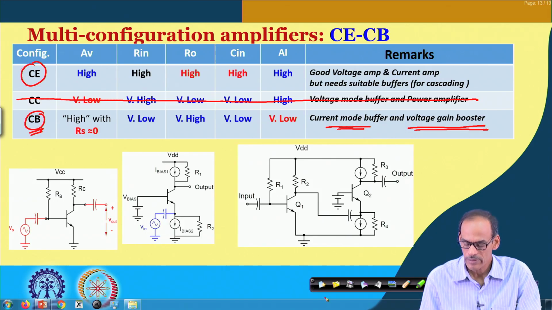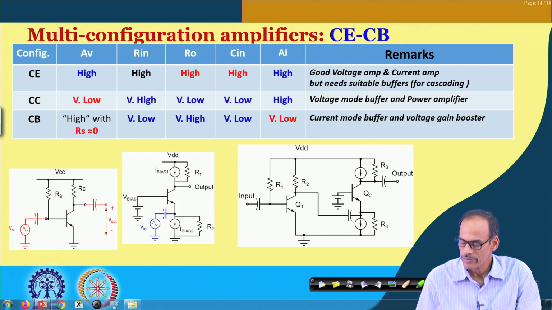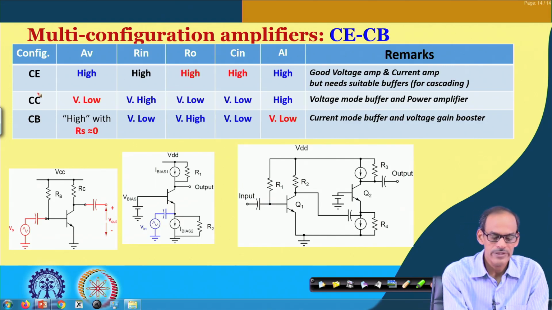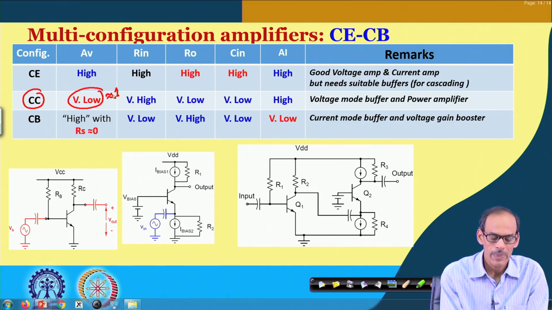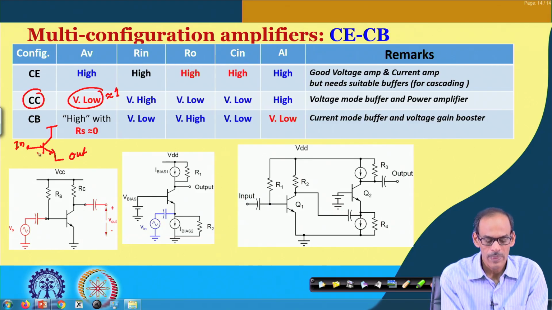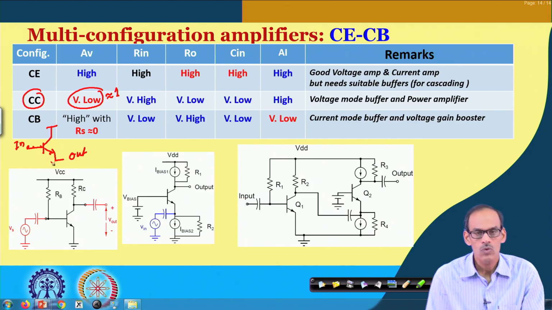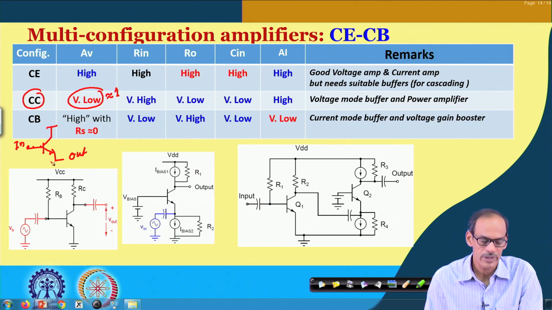Before I go into that, I must say one important point I missed. Whenever we have discussed the CC amplifier, we have seen that its voltage gain is low. In fact, it is very close to 1, and whenever in a CC stage we give the input at the base and observe the output at the emitter, we have seen that the gain is close to 1, and the phase shift is also 0 degrees.